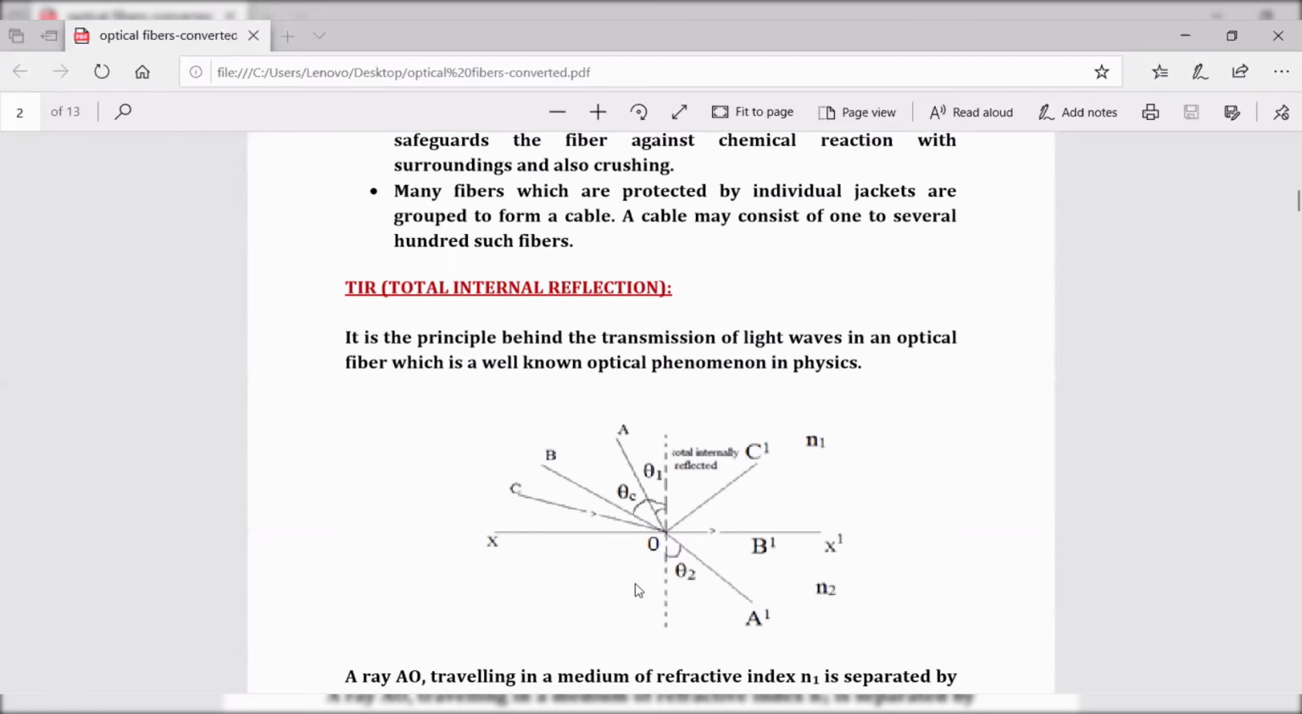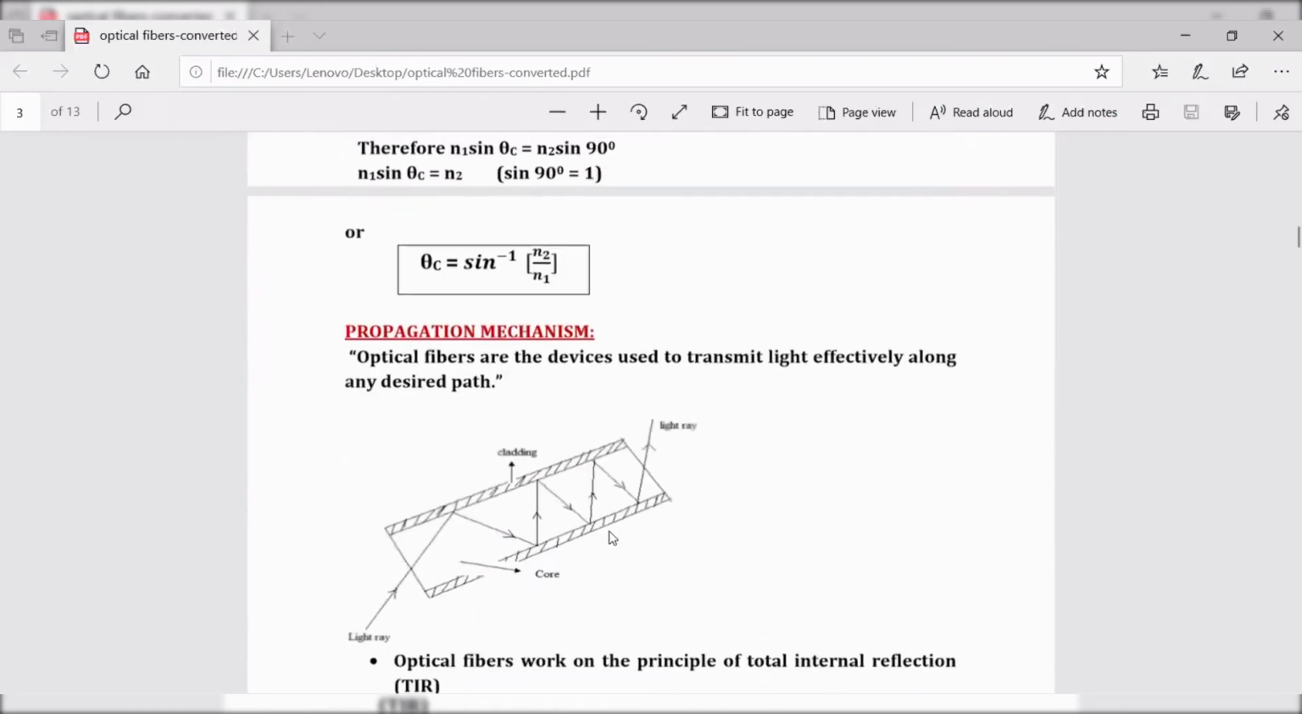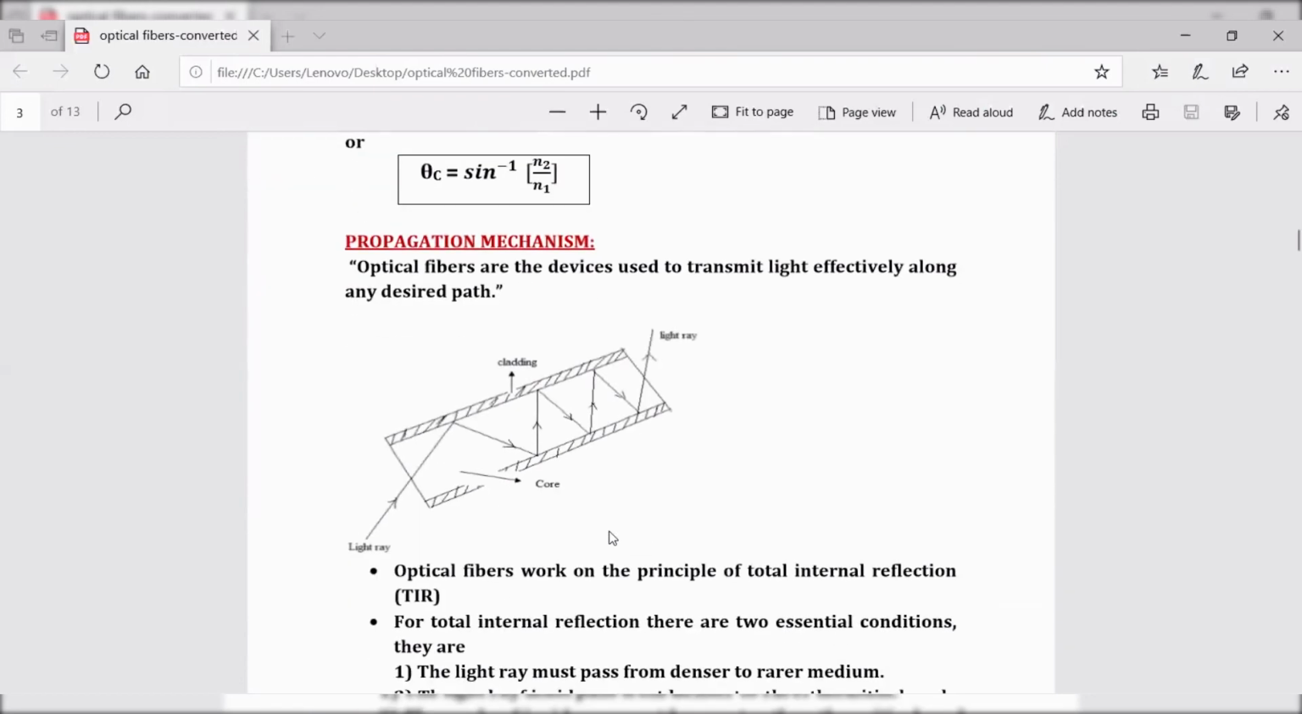As the optical fiber works on the principle of total internal reflection, it can carry the light to a very long distance without any loss in the light signal. That is the advantage of this optical fiber. Now let us know how this propagation occurs in an optical fiber.